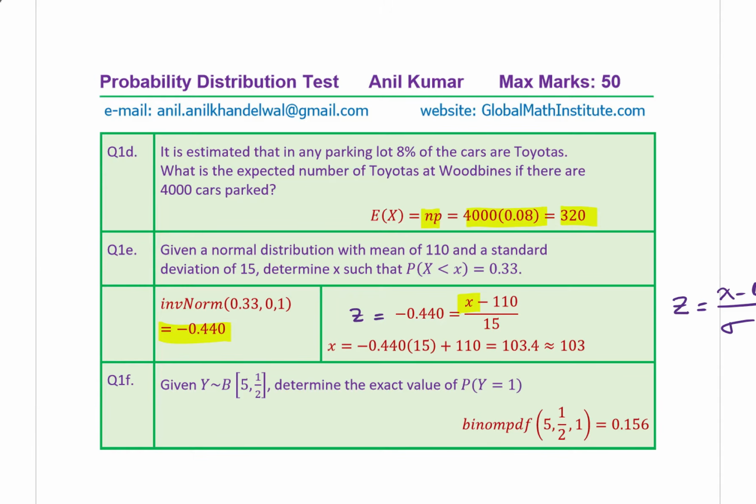Question number 1f. Here is given a binomial distribution, 5 and 0.5. So determine the exact value of the probability that y equals 1. So you can use the function binomial PDF with 5, 0.5 and 1, which gives you the value of 0.156. So that becomes the solution for this particular question. So this test paper is to be done with the graphing calculator.